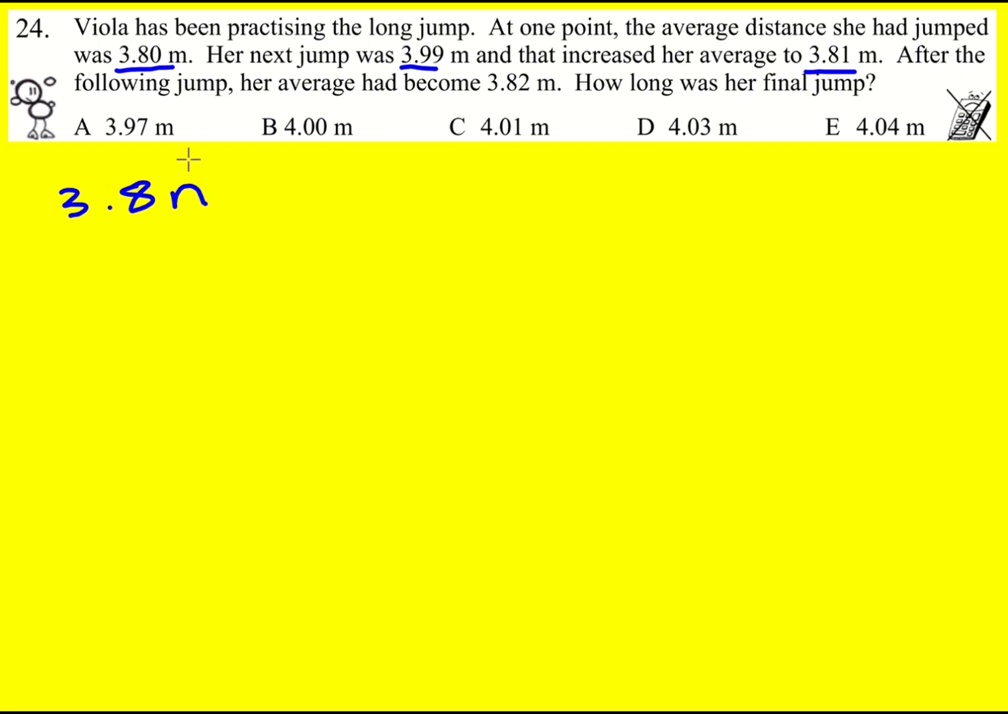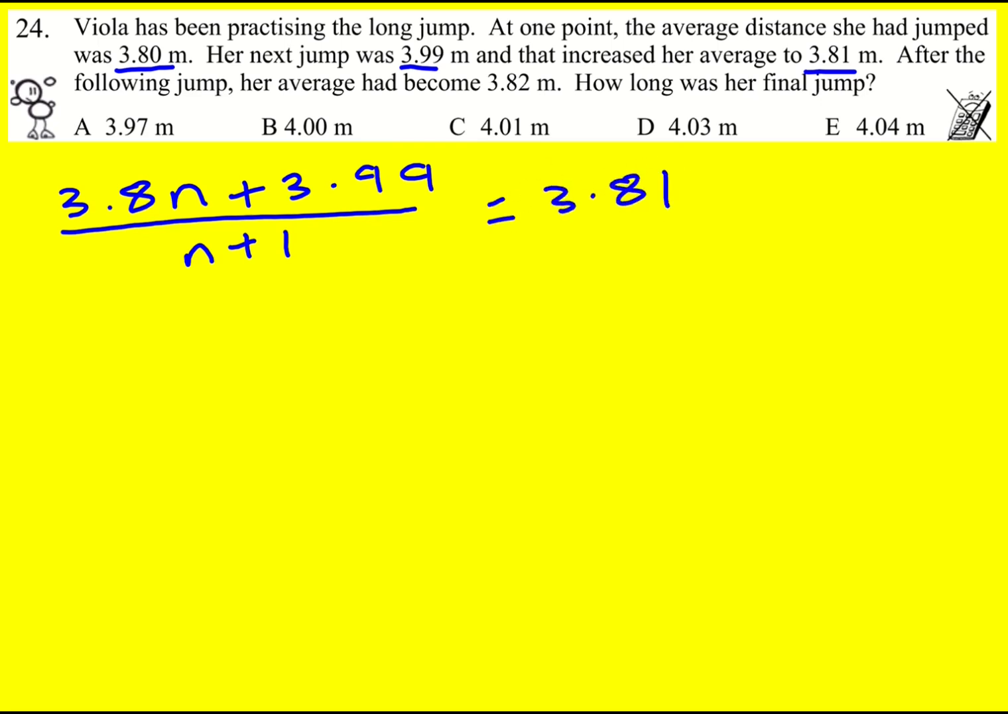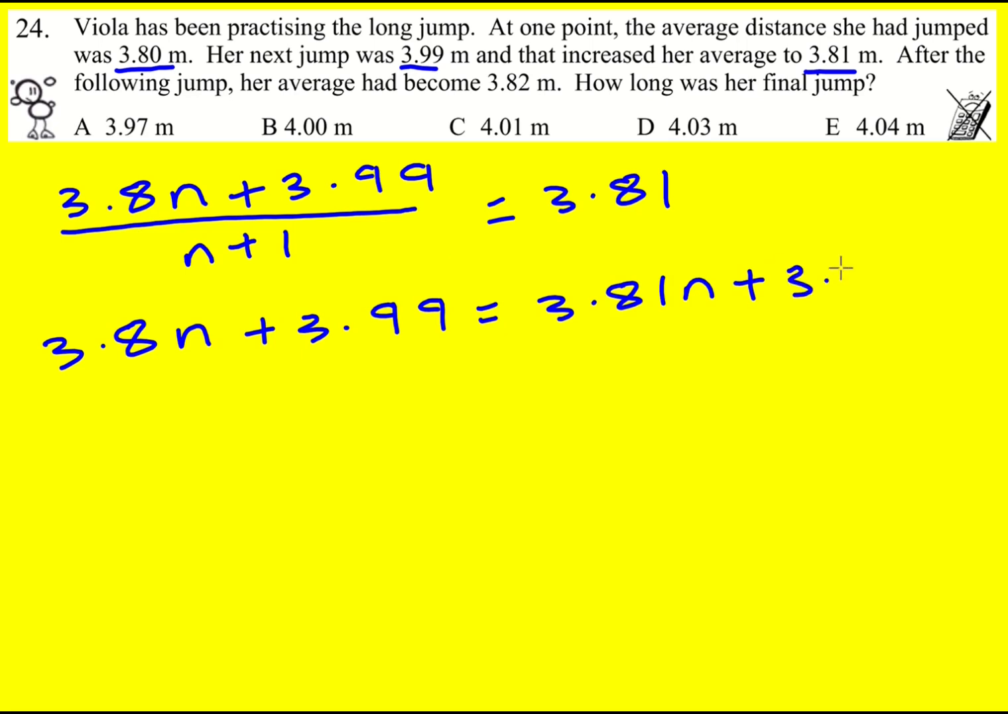Obviously if I divided that by n, I'd get 3.8, but I don't want to do that. I want to relate it to this 3.99. So after her n plus 1 jumps, her average is then 3.81. So I can divide this by n plus 1. That is the mean of her first n plus 1 jumps, and it's equal to 3.81. So I've created an equation which we can now solve. 3.8n plus 3.99 is going to equal 3.81 times n plus 1, which is 3.81n plus 3.81.